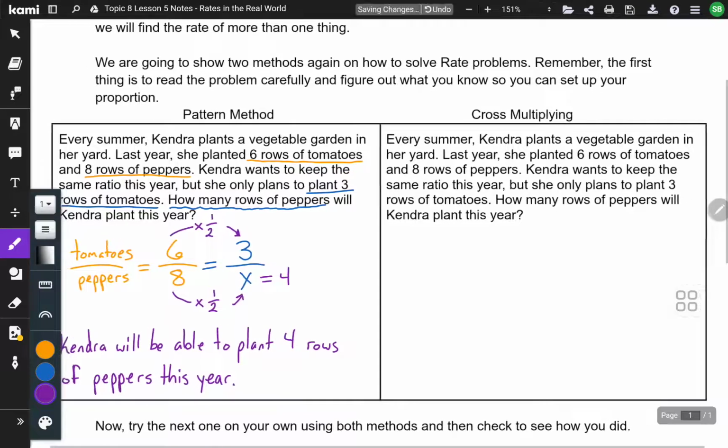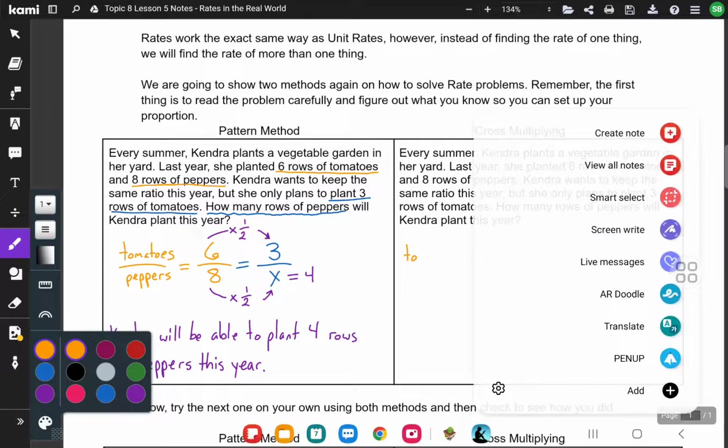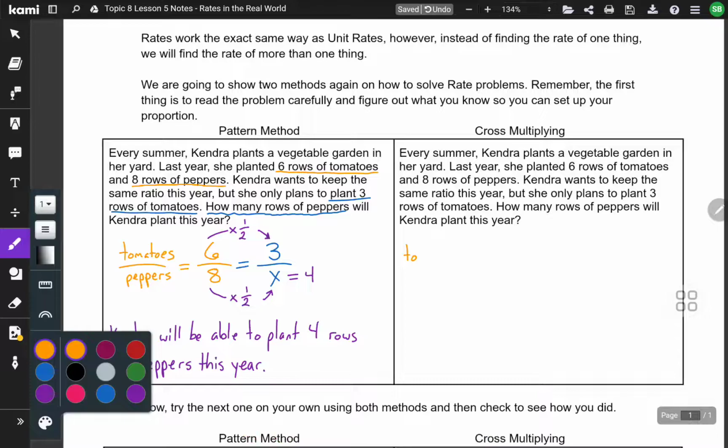Okay. So same problem, we should get the exact same answer, but this time we're going to do cross multiplying. So again, still comparing tomatoes to peppers. So I know originally I got 6 rows of tomatoes to the 8 rows of peppers. And this year she's going to plant 3 rows of tomatoes. How many rows of peppers?